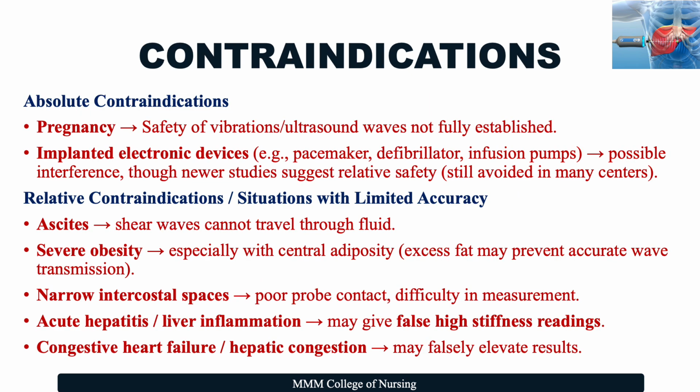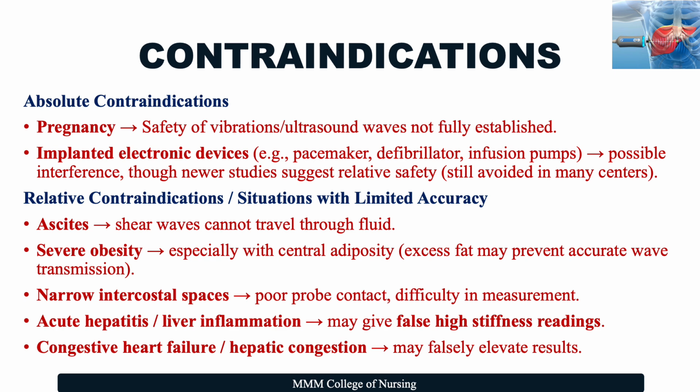Let's look at the contraindications. Absolute contraindications for Fibroscan are pregnancy, because the safety of vibrations or ultrasound waves are not fully established. The next one is implanted electronic devices, example pacemaker, defibrillator, infusion pumps. There is a chance for possible interference, though new studies suggest relative safety, still avoided in many centers.